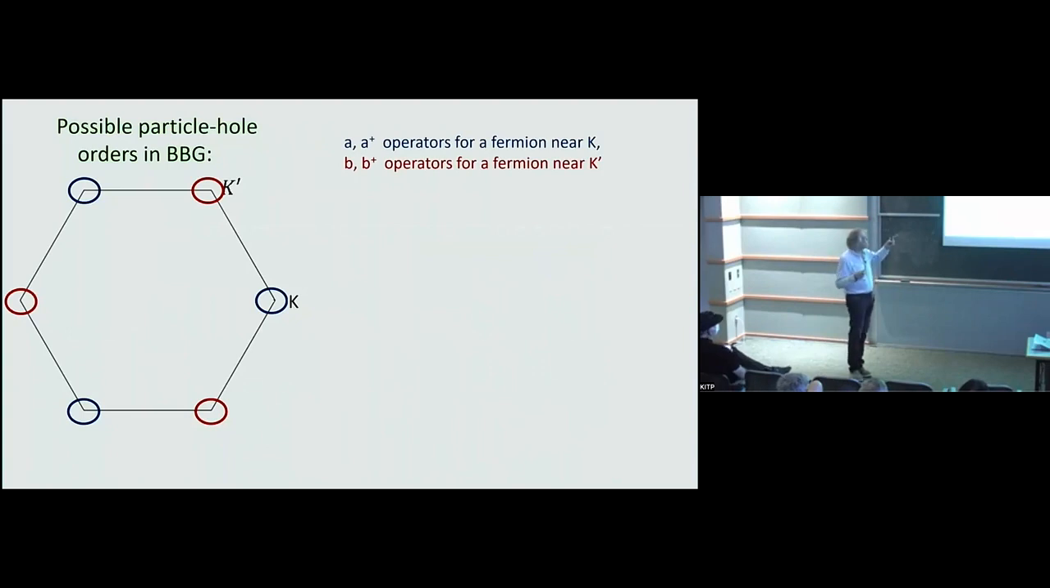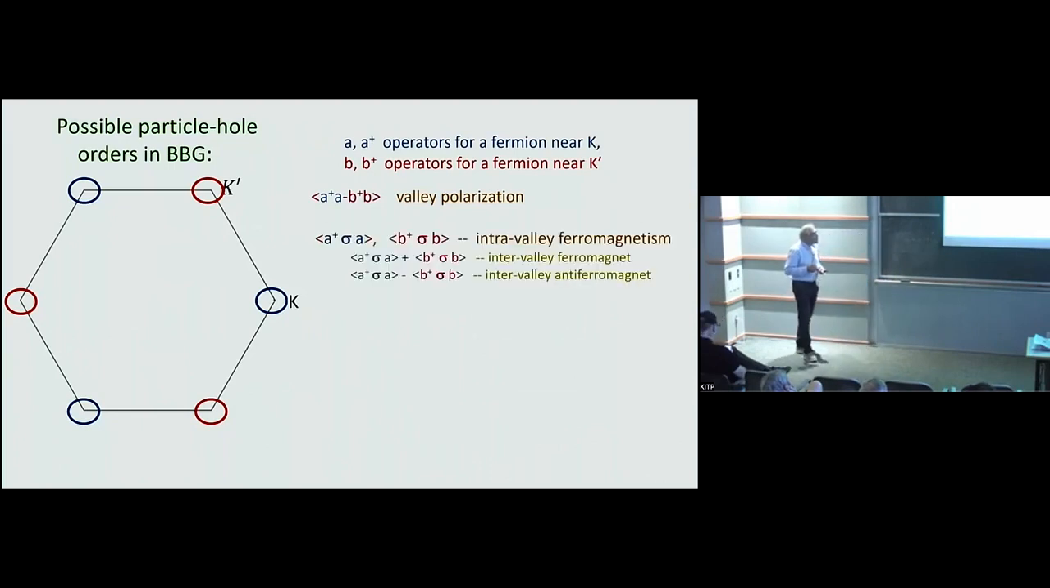I have red and blue Fermi surfaces, red and blue fermions. So how many bilinear combinations of these fermions can I create? Density doesn't matter. Density is fixed. A dagger A plus B dagger B is not an order parameter. But I can create a difference between occupations of the two valleys, and this is sometimes called valley polarization. It's charge order. I can create ferromagnetism within each valley, and out of ferromagnetism within each valley, I can create either total ferromagnetism or total antiferromagnetism, with either the same or opposite signs of ferromagnetic ordering in the two valleys.